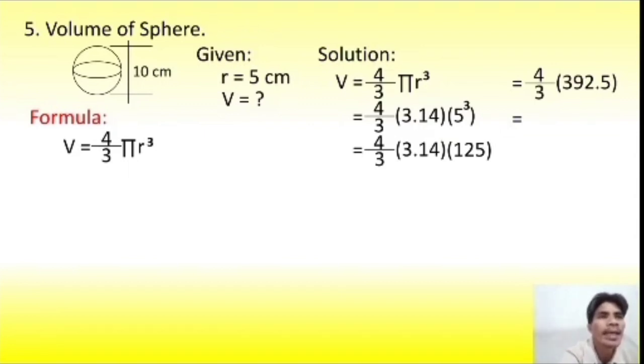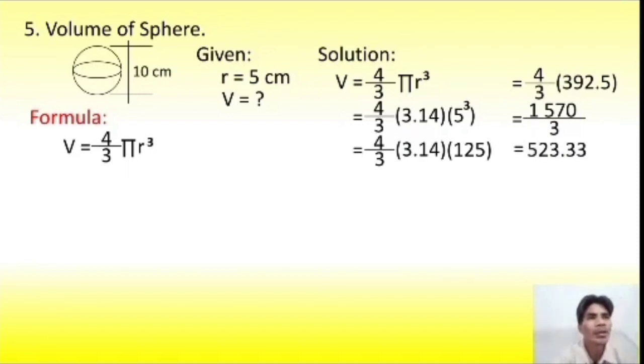Then equals 4 times 392.5 is 1,570 over 3. Then equals 1,570 divided by 3 is 523.33. Then copy the unit cm, then write the cube. So the volume of the sphere whose diameter is 10 cm is 523.33 centimeter cube.